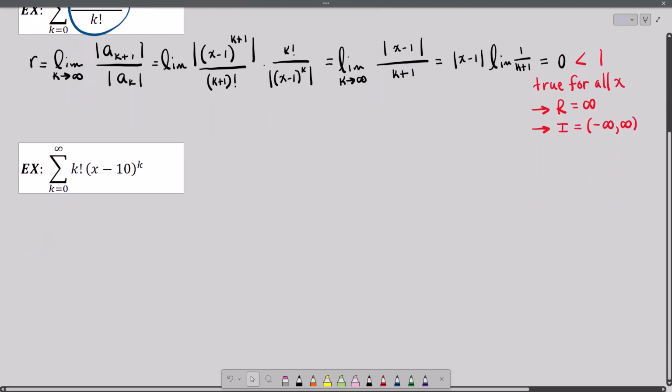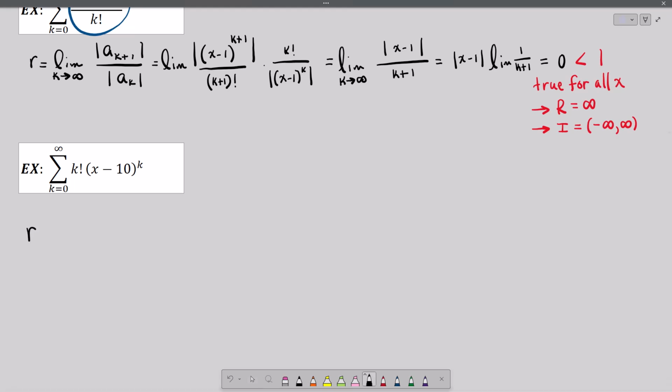Okay, let's try this one. So again, we're going to use the ratio test. We always default to the ratio test with power series, unless it's obviously a candidate for the root test. If there's a factorial, we're definitely still sticking with the ratio test. If there were no factorial, then we could opt for the root test.